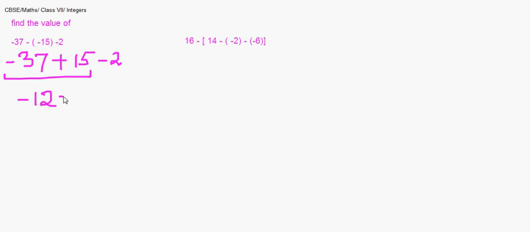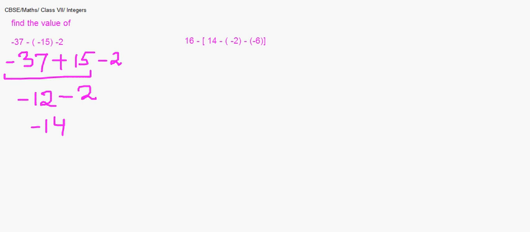Minus 22 and minus 2. Again you have two negatives, so the function becomes a positive. 22 plus 2 gives you 24. The greater number is 22, which carries a minus, so your answer becomes a minus 24.